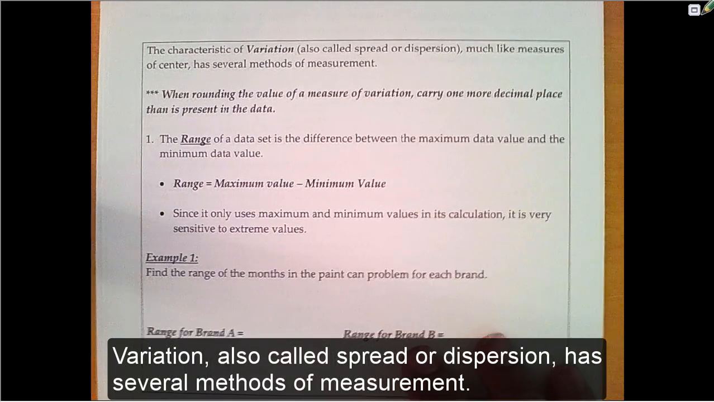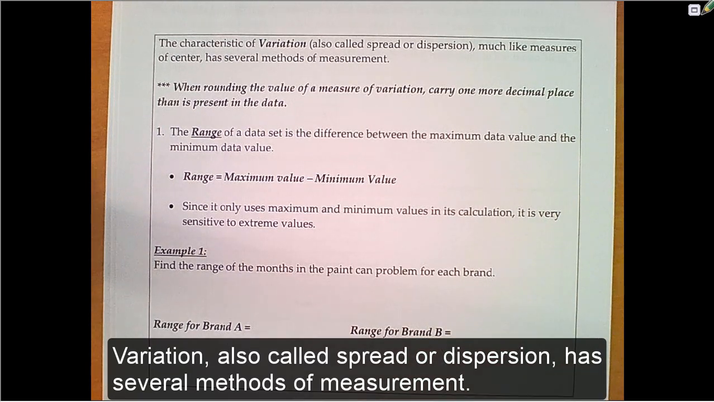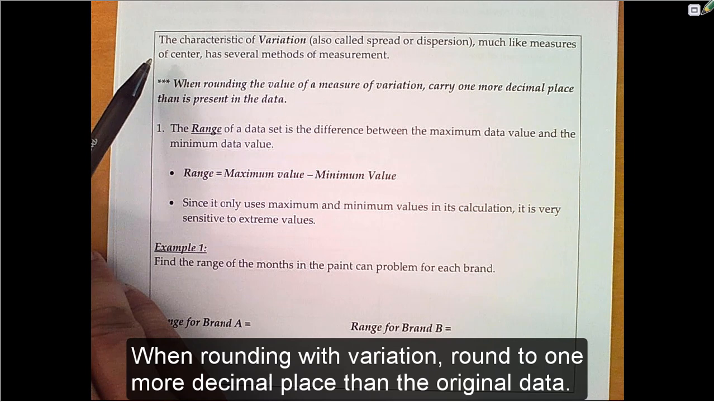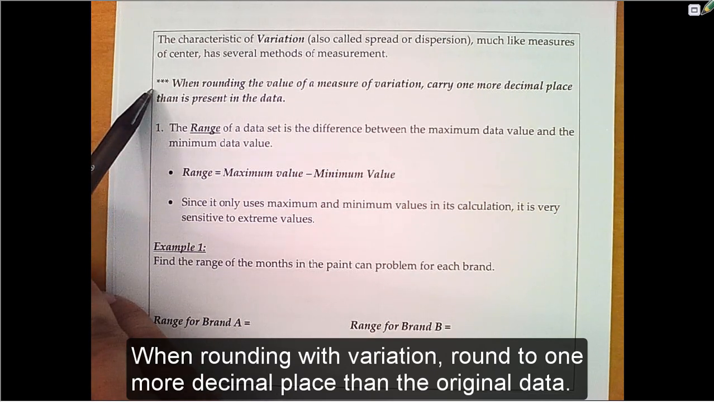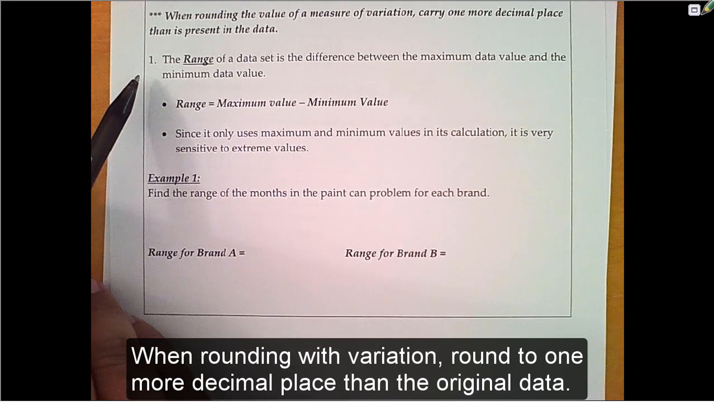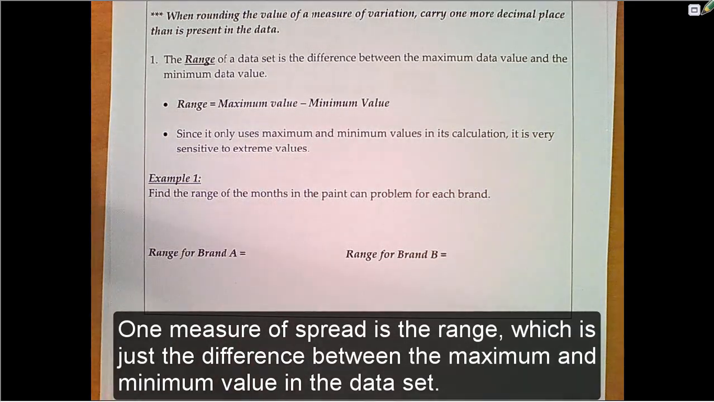Variation, also called spread or dispersion, has several methods of measurement. When rounding with variation, round to one more decimal place than the original data. One measure of spread is the range, which is just the difference between the maximum and minimum value in the data set.